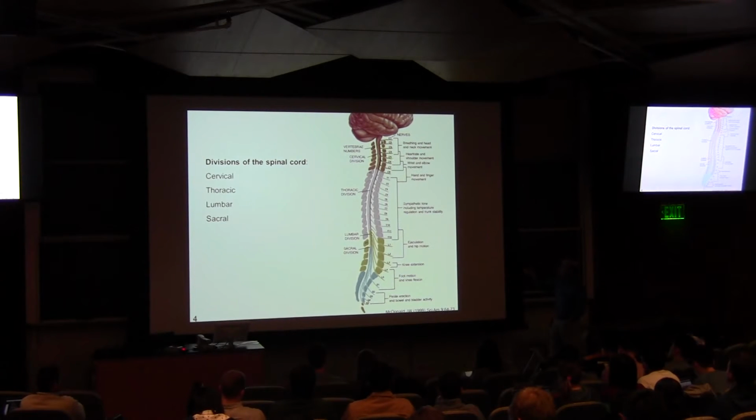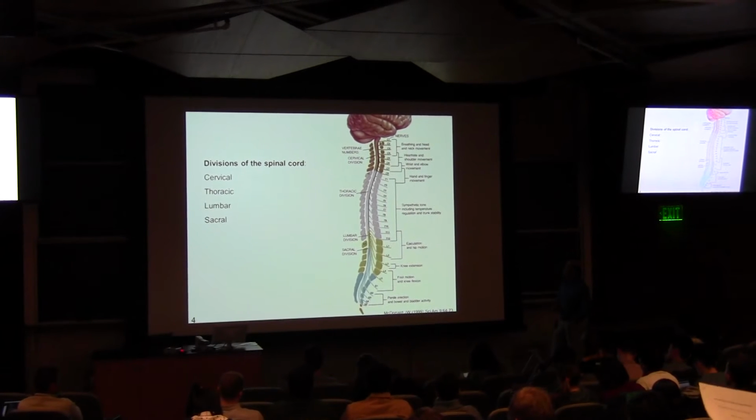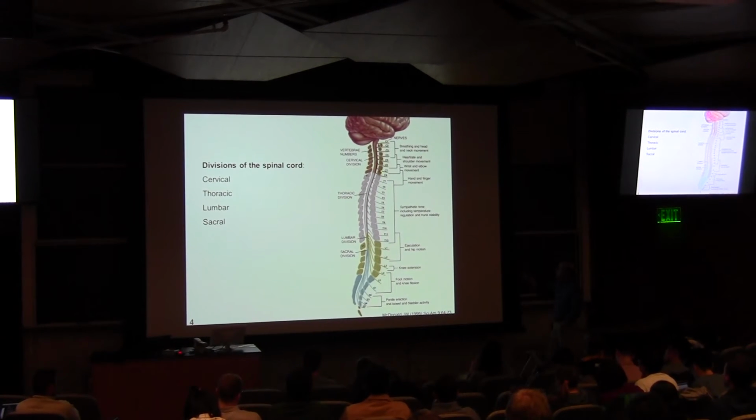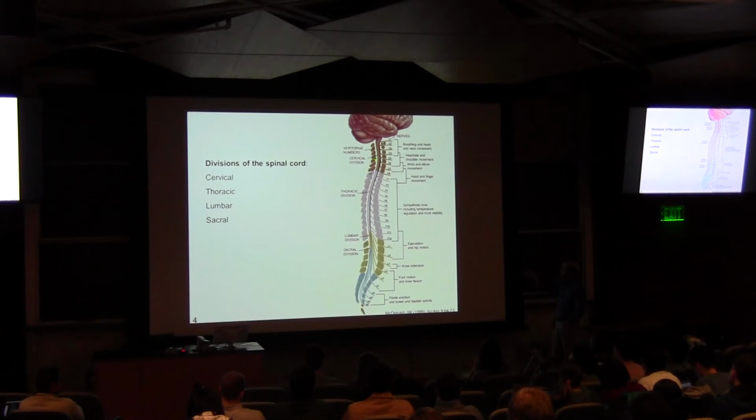Right below it, you see heart rate and shoulder movements, and then wrist and elbow movements. So people that might have a spinal cord injury due to whiplash may lose the connection here at the level of C5 or C6.